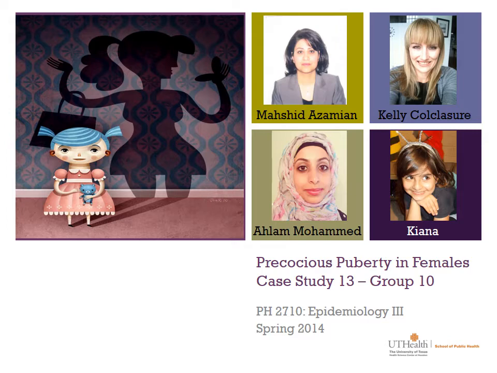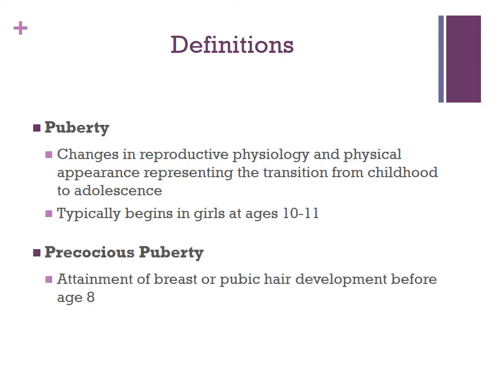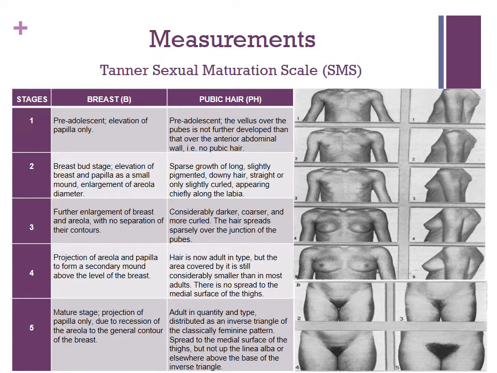And we are happy to present to you our case study on precocious puberty in females. So what is puberty? Puberty is defined as changes in reproductive physiology and physical appearance representing the transition from childhood to adolescence, basically when children start looking like adults. Typically, puberty begins in girls at ages 10 to 11. Early puberty, which is also known as precocious puberty, is the attainment of breast or pubic hair development before the age of 8 years.